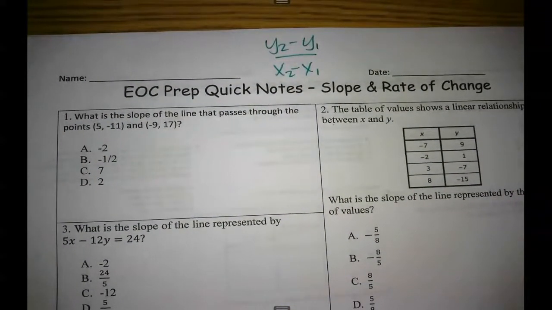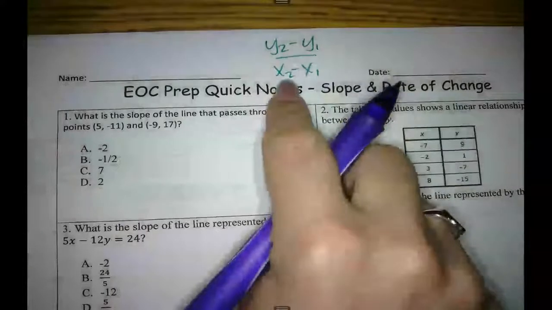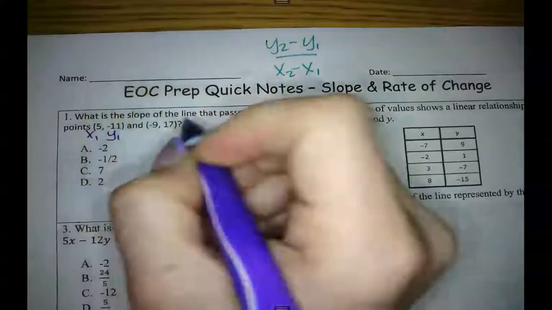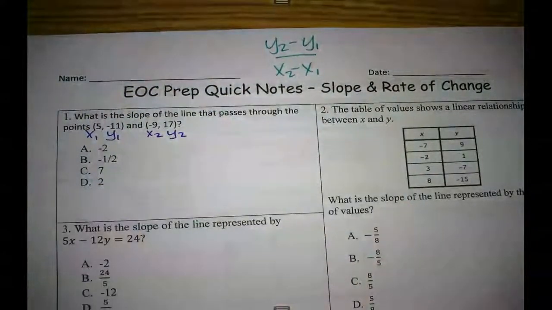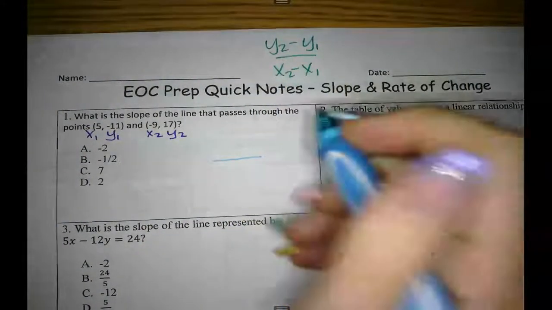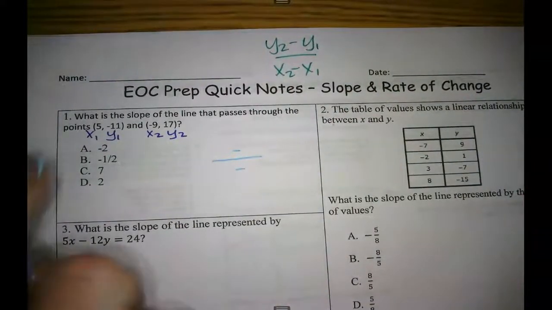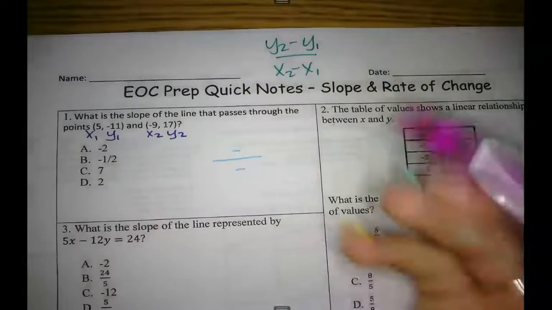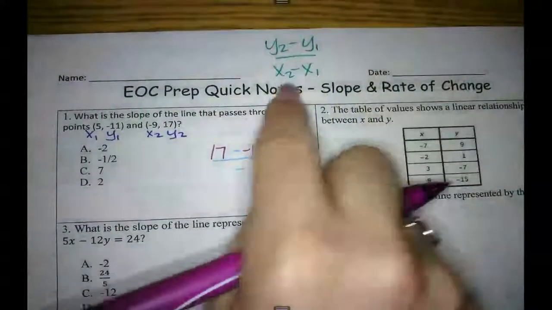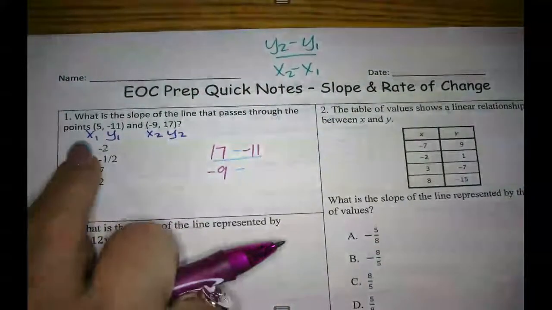All right, so let's look at some examples you might see. What is the slope of the line that passes through the points (5, -11) and (-9, 17)? First let's label them. This is my first point. Remember it goes x and y, so this is x1, y1, x2, y2. Then all I'm doing from there is plugging it in. So y2 is 17, y1 is negative 11. I keep pointing to the wrong things. x2 is negative 9, x1 is 5.